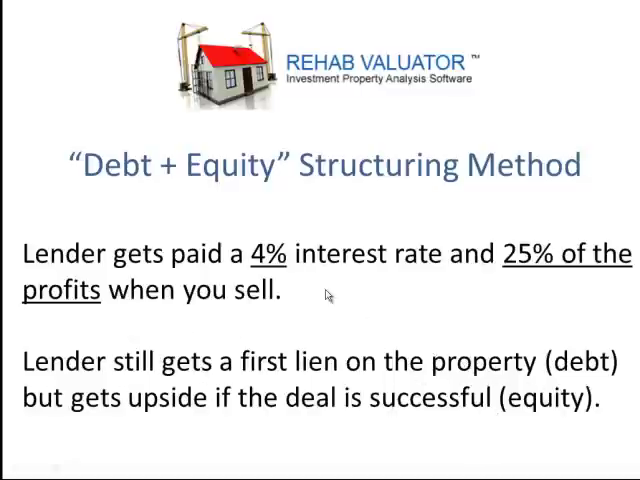So the lien on the property and the 4% interest rate, that's what's called debt. But upside, now they have equity in the deal because they will make more money if the deal is successful. So this way, if the deal is not successful, you don't owe your private lender as much money. This way, your private lender is sharing the risk and the upside with you. He's only getting a 4% guaranteed return, but if the deal is successful, let me show you how those numbers will look.